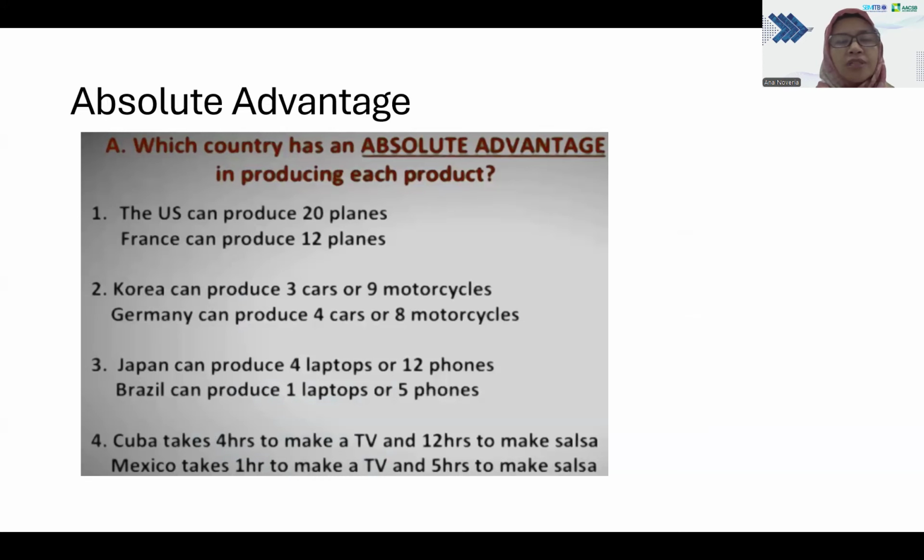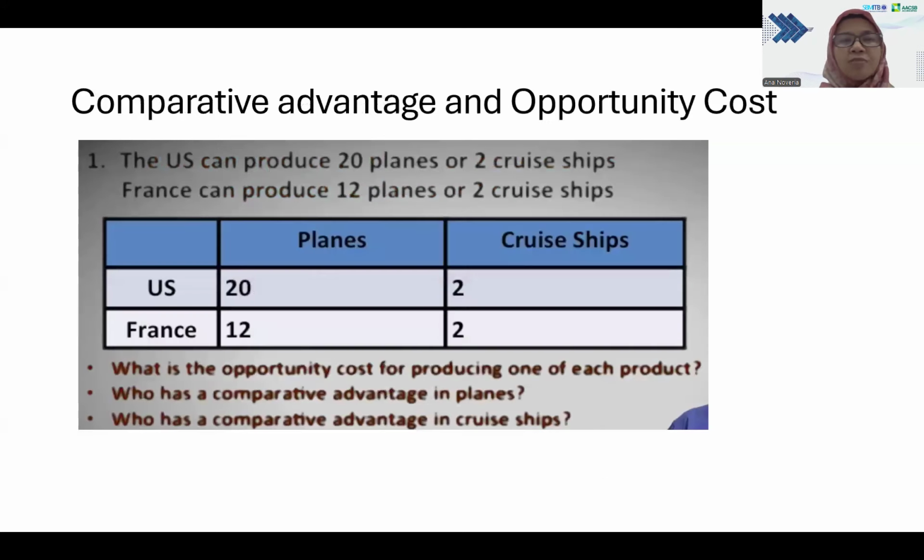And now for the absolute advantage, we'll have some other exercises. You can pause this video and answer which of those two countries has absolute advantage for each question.